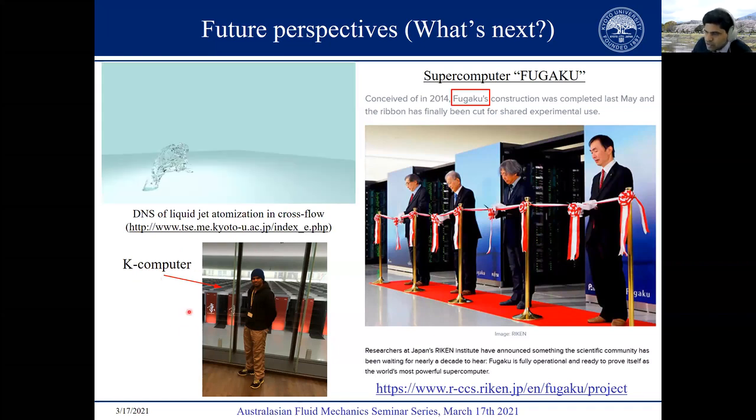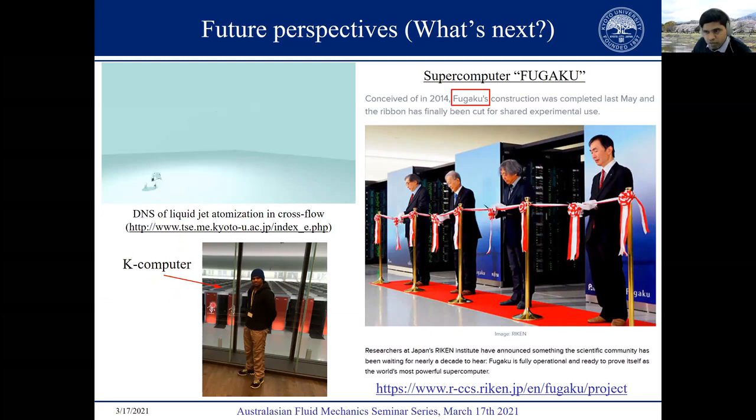So this photo that you see here is that of the K computer. By the way, that's me, when I was a PhD student. This was taken like 5 years ago. The K computer was Japan's fastest supercomputer until 2019, when it was decommissioned.